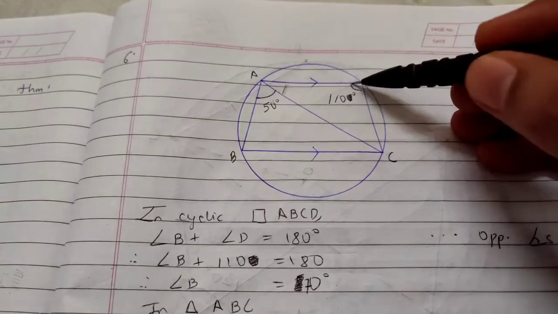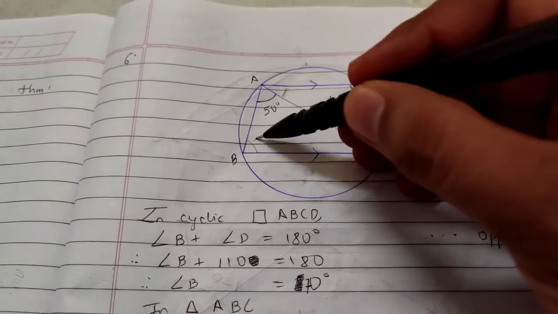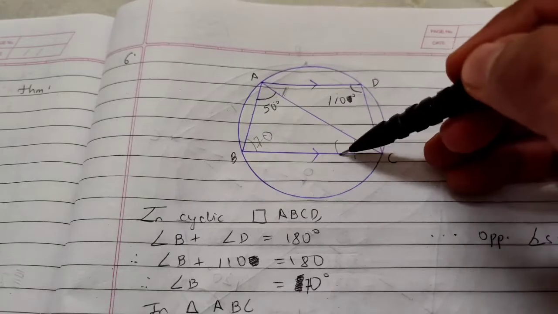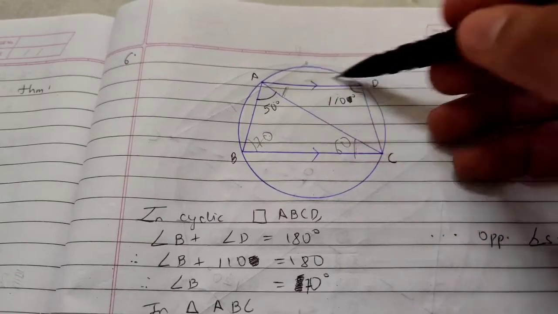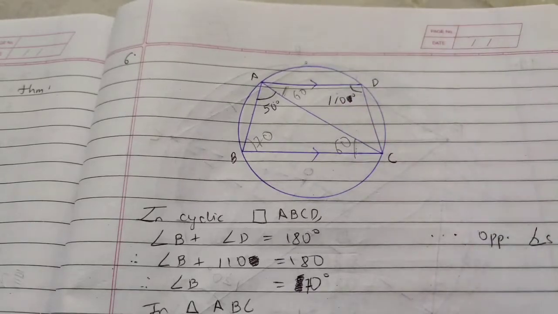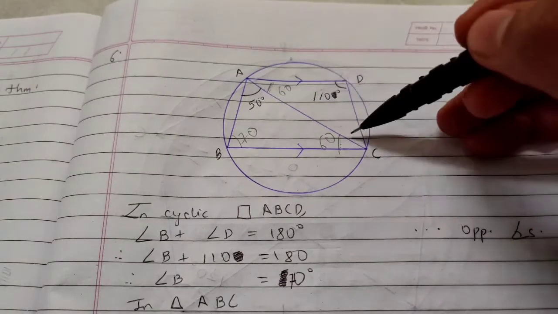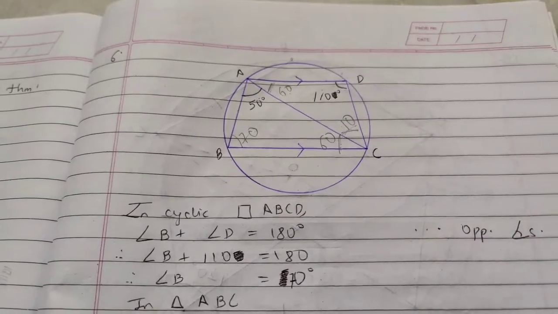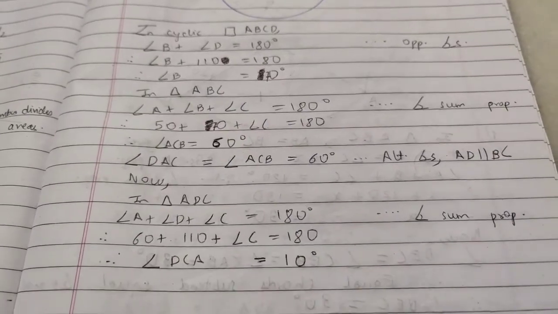So here, if this is 110, then opposite angles of a cyclic quadrilateral, this will become 70. In this triangle, if this is 50 and 70, then angle sum property, this will be 60. Now, if this is 60, then alternate angles, because they are parallel, this will also be 60. Next, they want angle DCA, this one. So again, angle sum property, this will be 10. Here are the steps. Write the reasons.